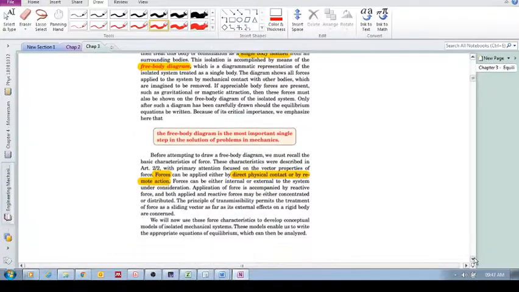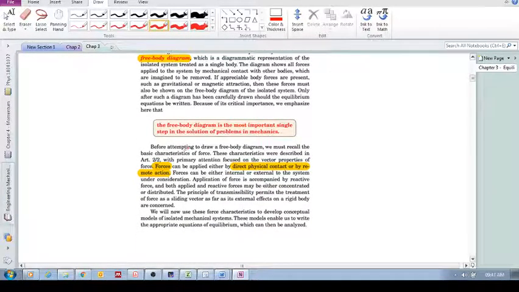Now a quick recap on forces. Forces can either be contact forces or forces by remote action. These are body forces, just like gravity. So either contact or body forces. They can be internal or external to the system. We can define them as either applied or reactive forces, and either concentrated or distributed forces.